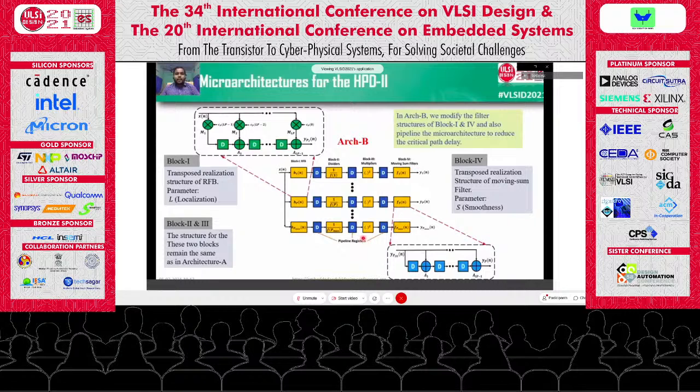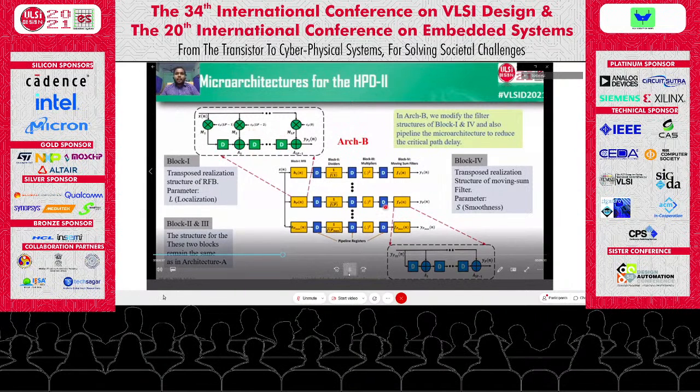In architecture B, we modify the filter structure of block 1 and block 4 to reduce the critical path delay of the structure. We use the transposed realization structure because they are self-pipelined.